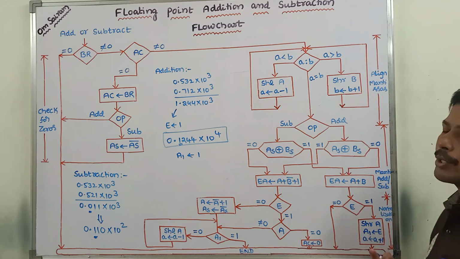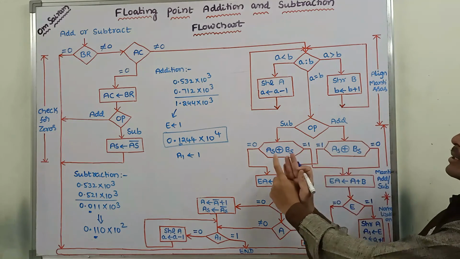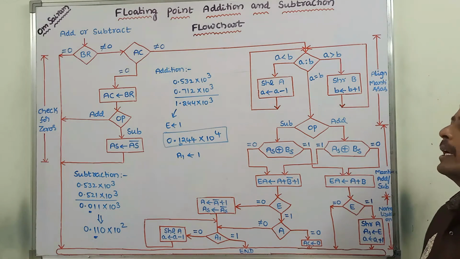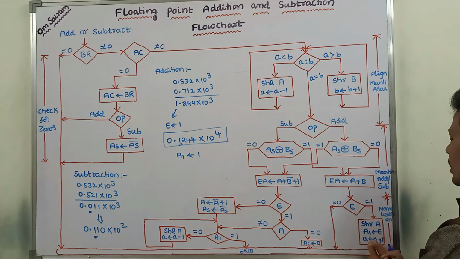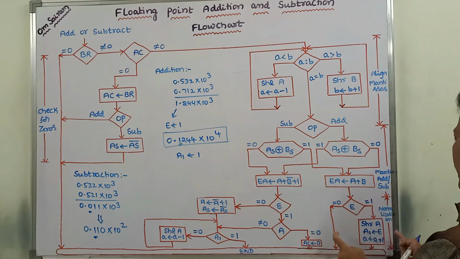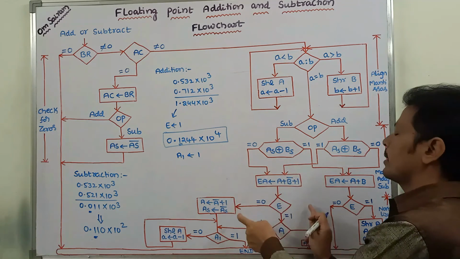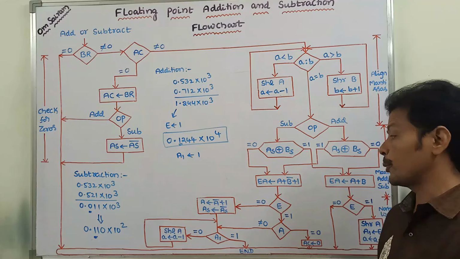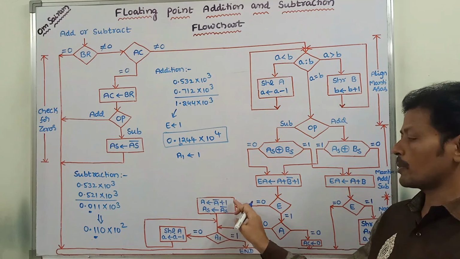Normalization of the result means that after performing the addition or subtraction operation, we have to check the E value. When the E value is equal to 0, nothing happens. When the E value is equal to 1, we follow these three steps, which normalize the result. Whenever we perform the subtraction operation and any carry is generated, that carry bit is transferred to E. Now we check the E value. If E is 0, we follow these two steps.